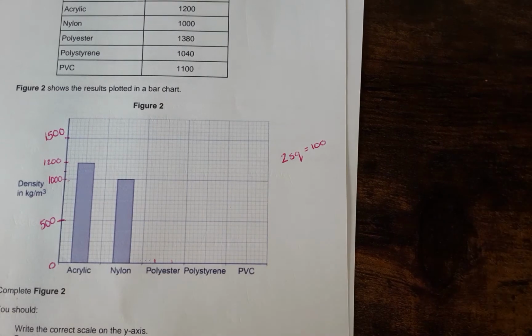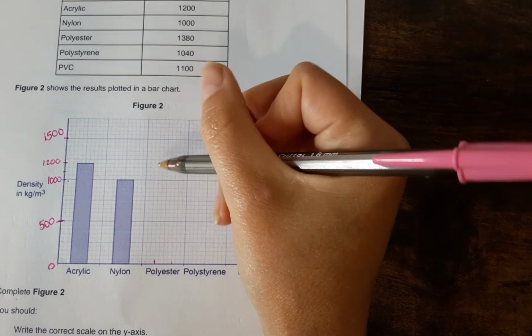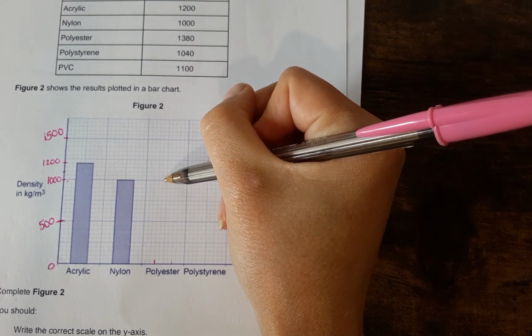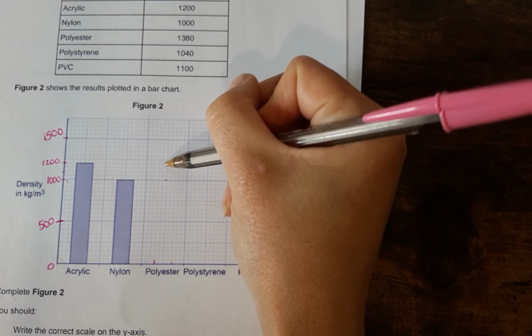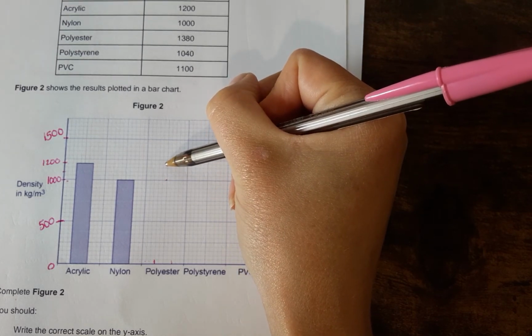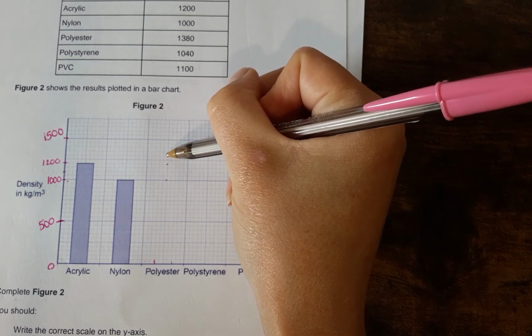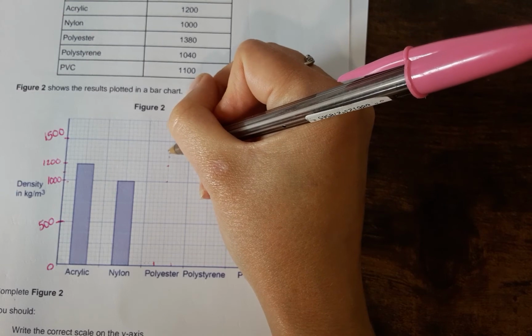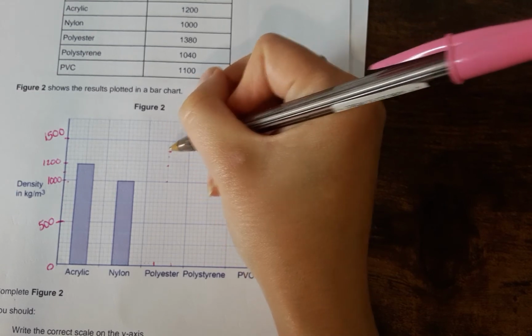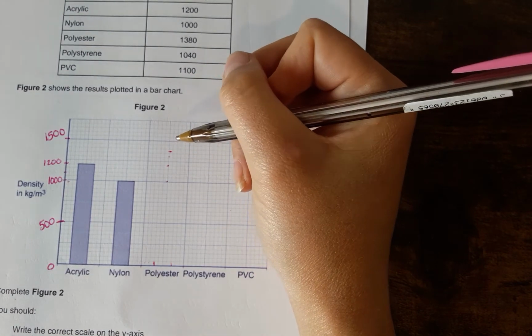Okay, we want to keep things nice and neat. We don't want to just draw them in anywhere. We want it to look good. Okay, now the polyester is 1380. So that's my 1000. That's my 1200. Another 2 squares will be 300. And then it's 80. So it wants to be about there just before I get to 1400.